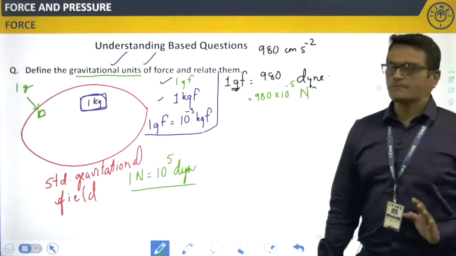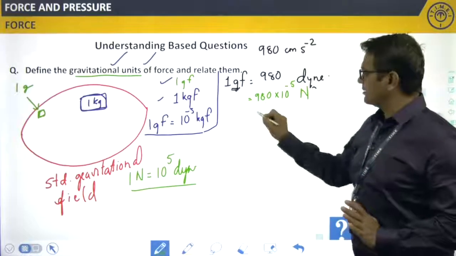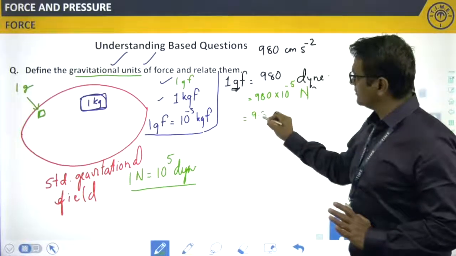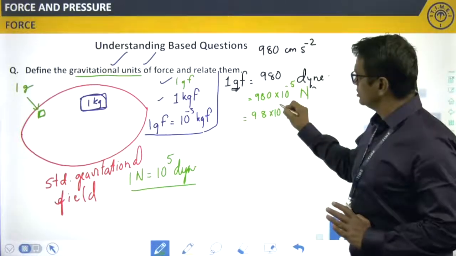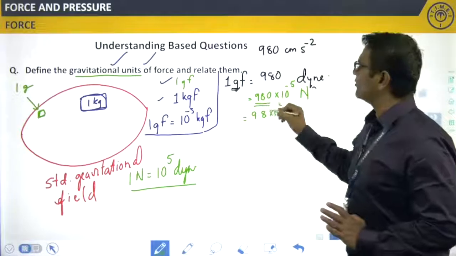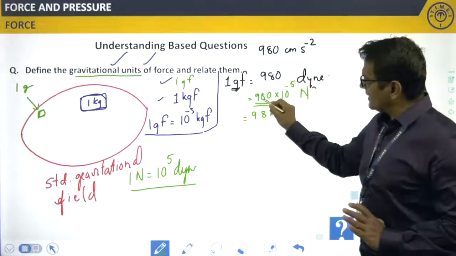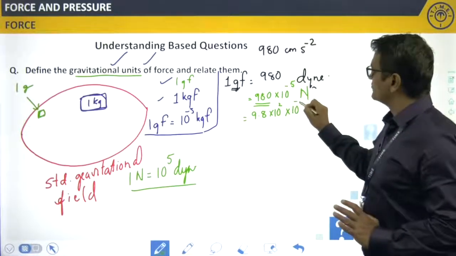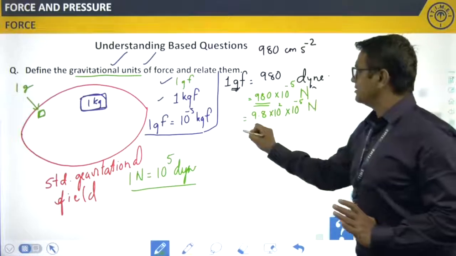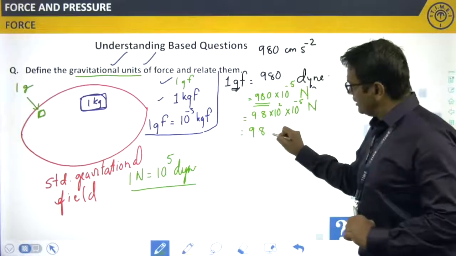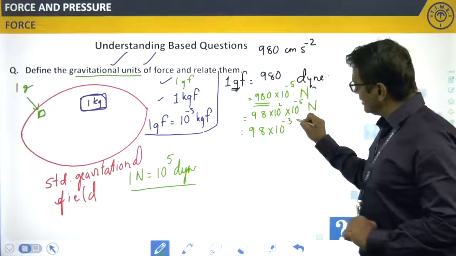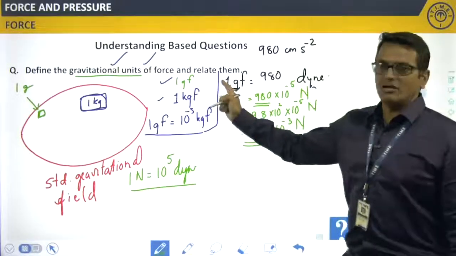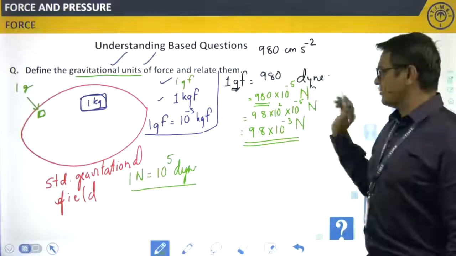Is it clear? Now, if I put a decimal point here, instead of writing 980, I can write it as 9.8 into 10 raised to 2. What am I doing? I'm just putting a decimal point here. So 980 I can write as 9.8 into 10 raised to 2 into 10 raised to minus 5 Newton, right? So that is equal to 9.8 into 10 raised to minus 3 Newton. Is it clear? So 1 gf is nothing but 9.8 into 10 raised to minus 3 Newton.